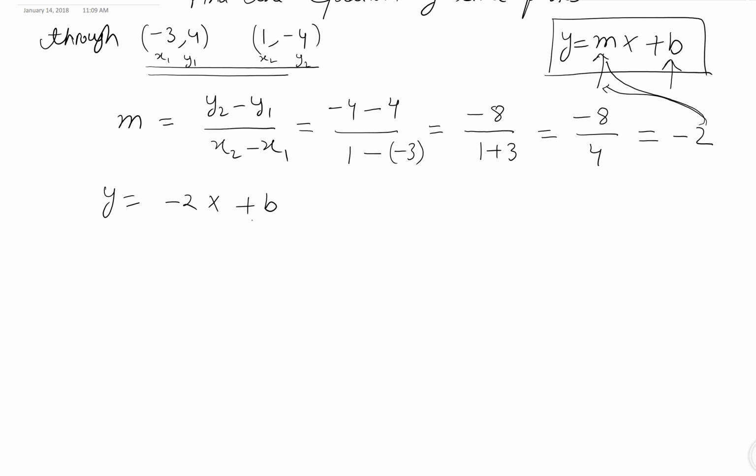In order to find b, we substitute one of the points. We have these 2 points. You can pick any one of these points and put it in this line. So I substitute minus 3, 4 in the equation. Let me call it star. We put them in the star because this point lies on the line, so it must satisfy that. Minus 3 is the x component, 4 is the y component.